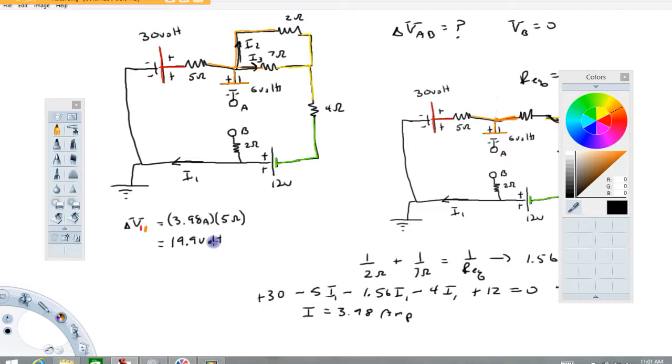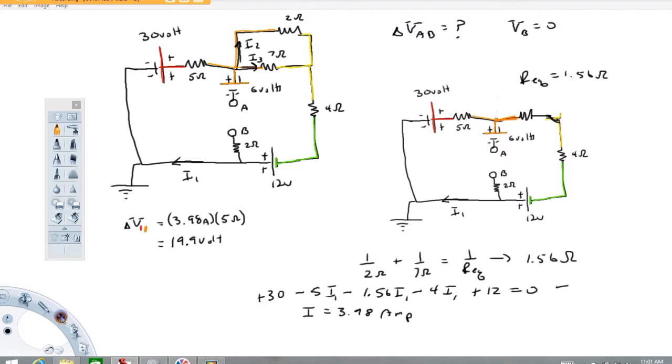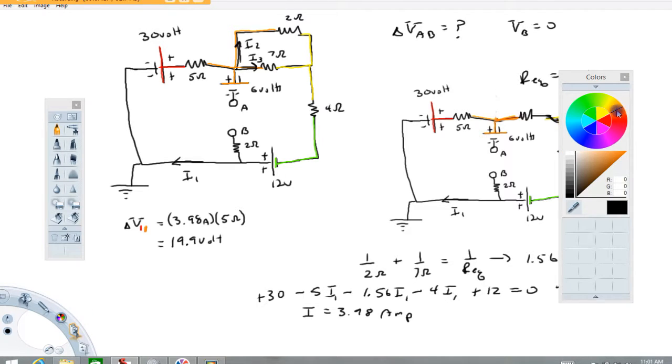So our orange potential is therefore equal to 30 minus 19.9 volts, which is 10.1 volts. So I know that my orange potential is 10.1 volts.